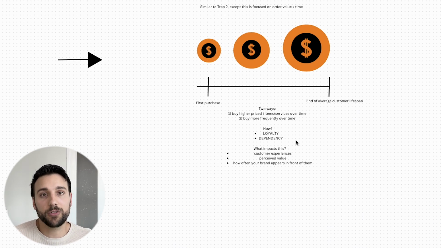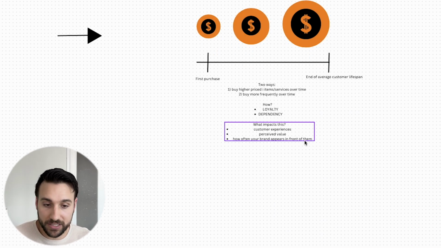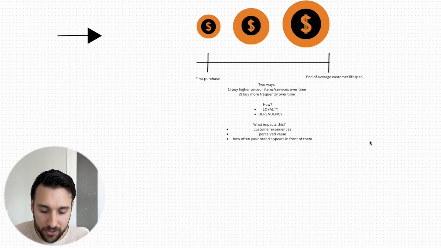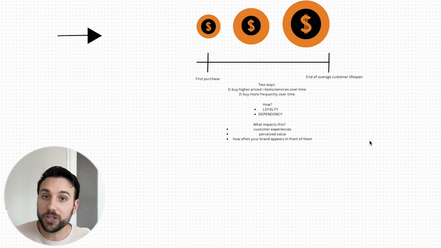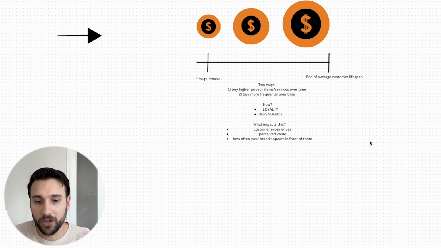Building dependency around your product or service. Now, what impacts this? It's customer experiences, it's perceived value, and the angle that you take in the perceived value of your product or service and what it does for them. So if you market how it's valuable for the consumer, that will be much better than just marketing it as something that's priced better than competitors. And then how often your brand appears in front of them. Staying present is also a big key in this too.